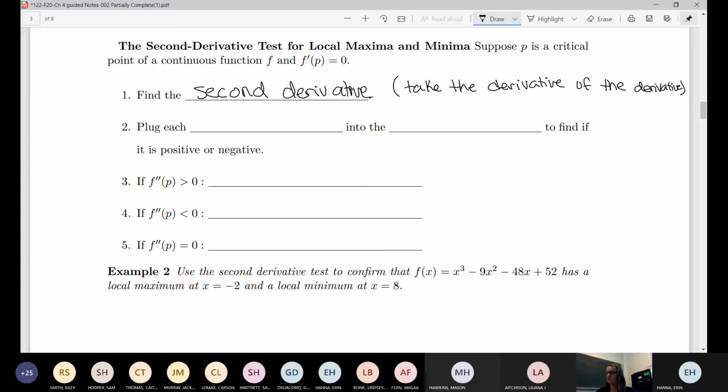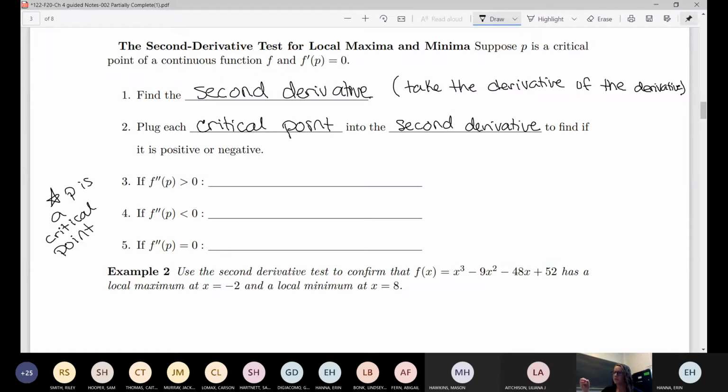Just like we've been doing, we have a function, we find its derivative, just take that derivative function and find its derivative. You're going to plug each critical point into the second derivative and find if it's positive or negative. You don't need a sign chart for this one, so there's no number line with the second derivative test. I should say P is a critical point for these last three pieces. So essentially you take that critical point and you plug it into the second derivative.